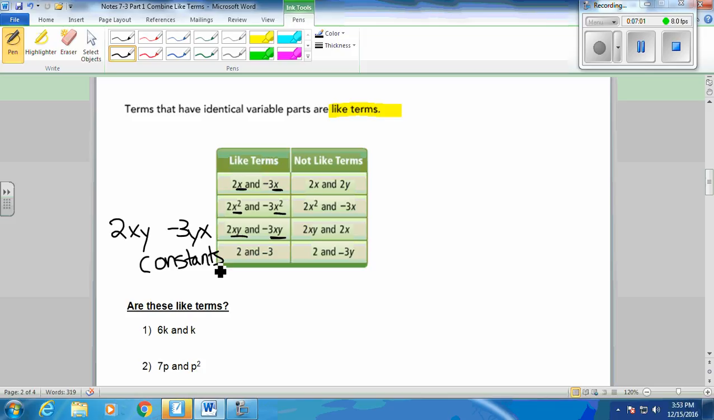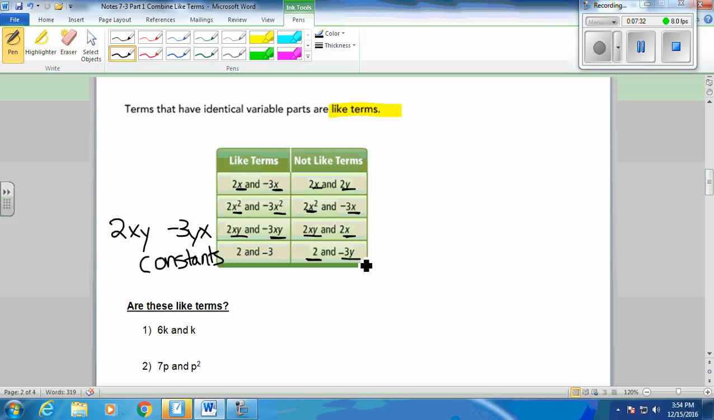So what makes up not like terms is if the variables are not identical. In this case, we've got an x and a y, and they're not the same. Then we've got an x squared and just an x. Because x squared is technically x times x, they are not identical parts. Same thing with xy and x. One has a y, one does not. They are not the same. And then on the last one, this is just a constant, and now the y is over there by itself.